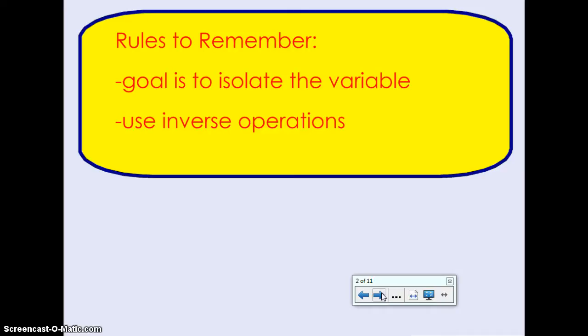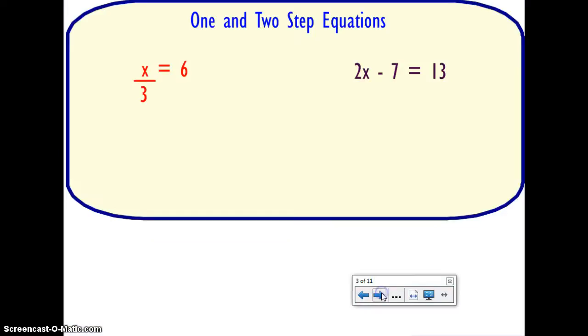Things to remember, your goal is always to isolate the variable, which means you're trying to get the variable alone. You do that by using inverse operations. Remember, inverse means opposite. So we're going to jump in with one and two-step equations. And you see on the left we have x over 3 equals 6, which means it's a one-step equation, so I only have to do one thing. I'm trying to isolate the x.